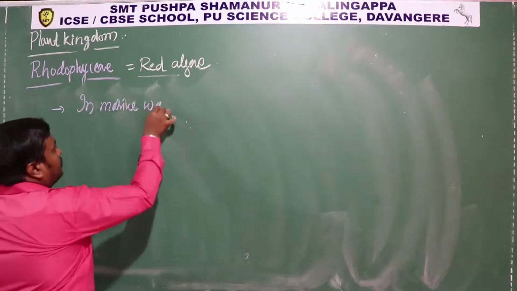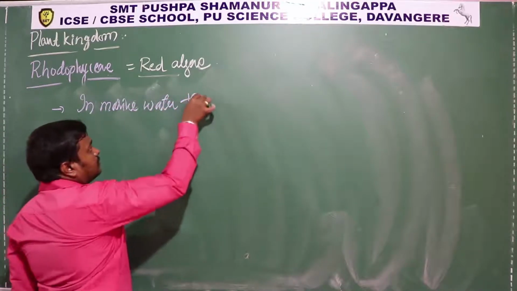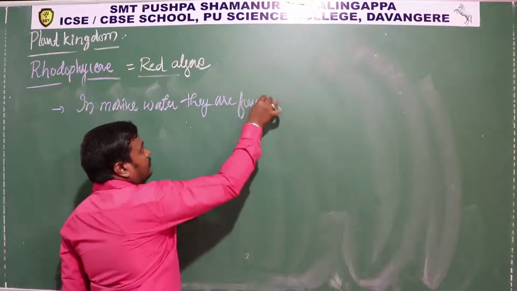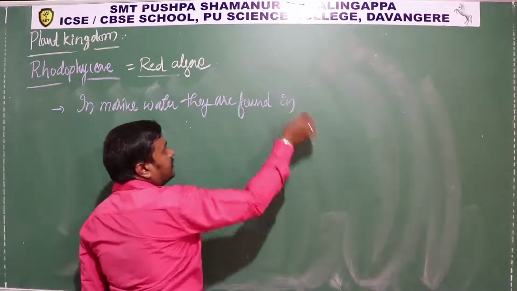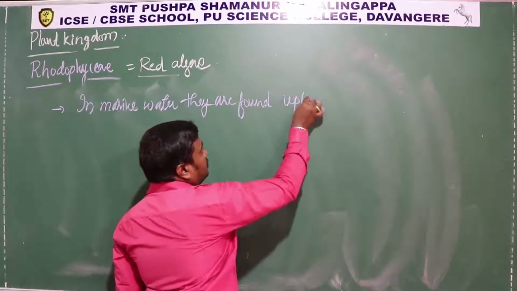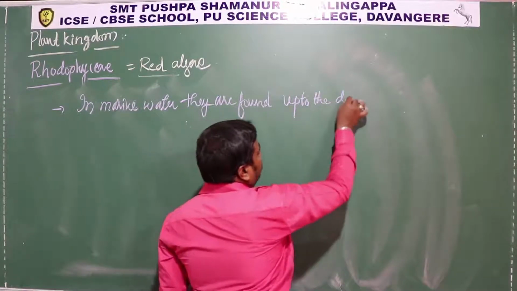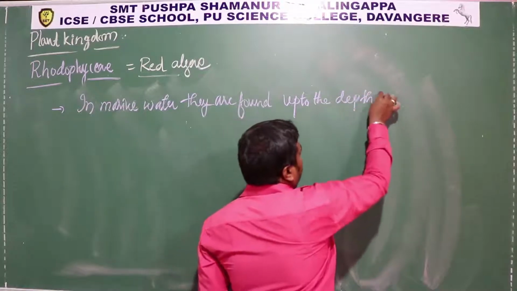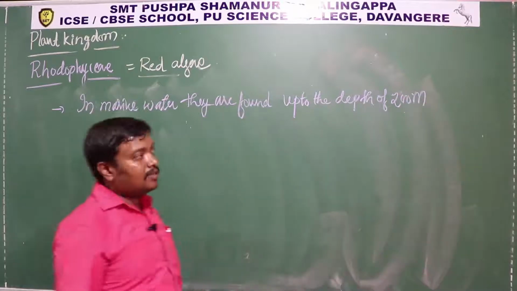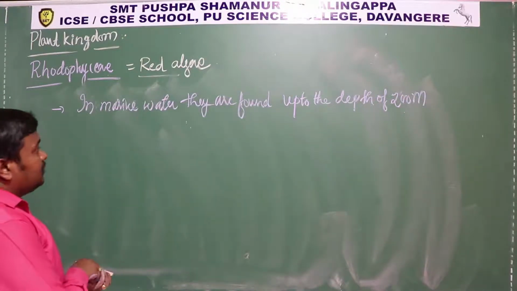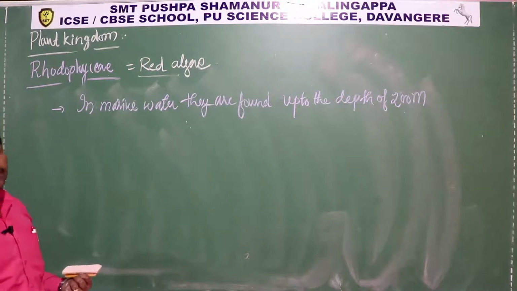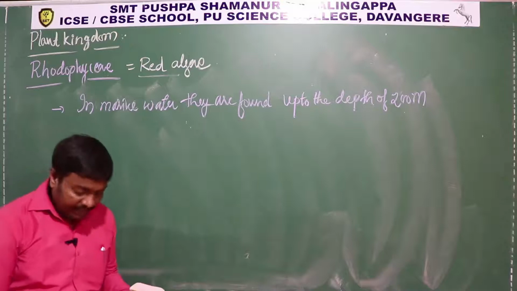In marine water, they are found up to the depth of 200 meter. Okay, so light can penetrate up to 200 meter only. So after 200 meter is the aphotic zone.